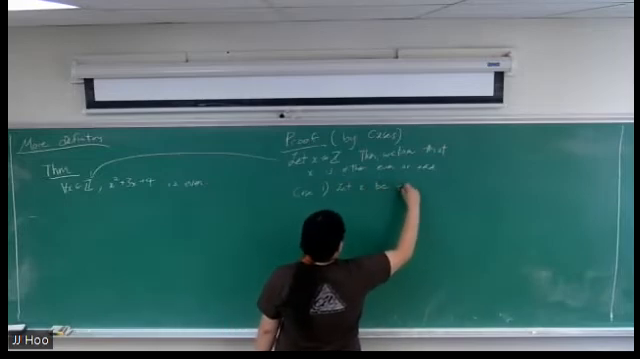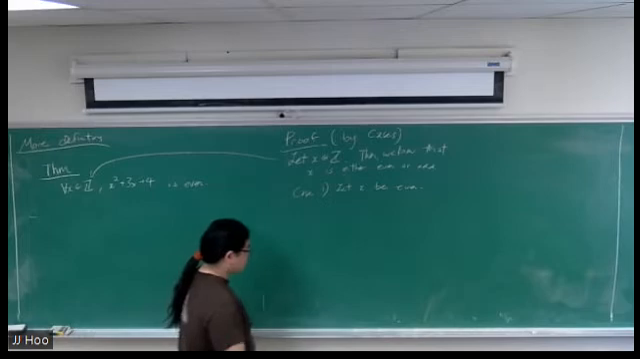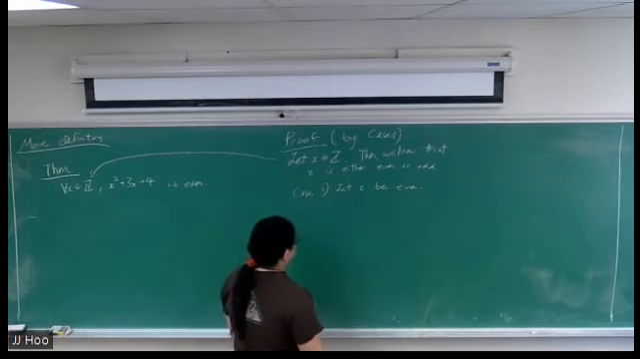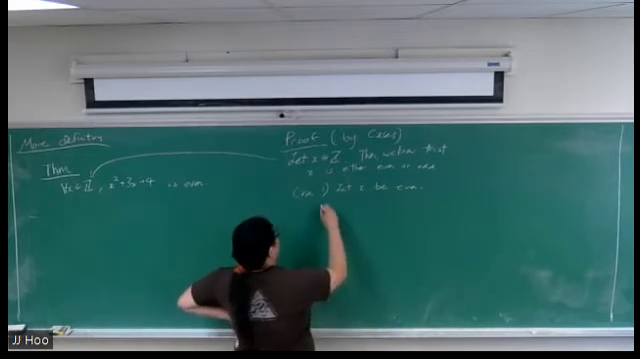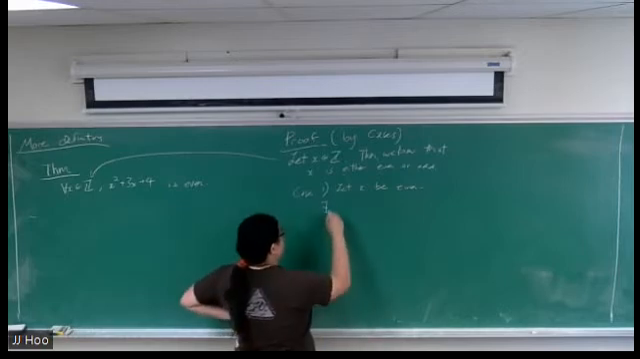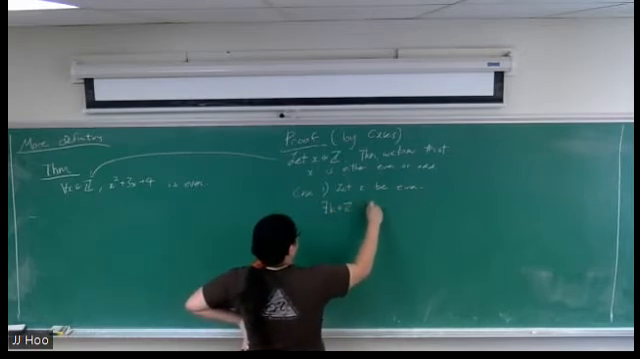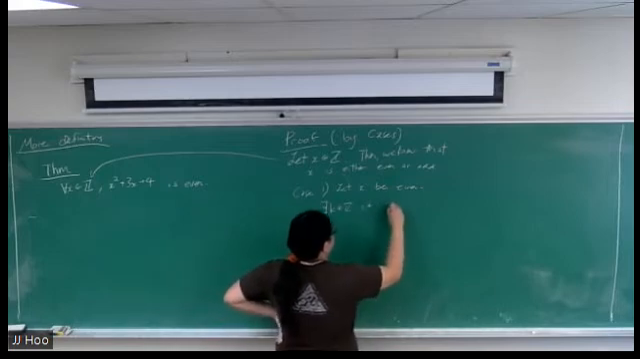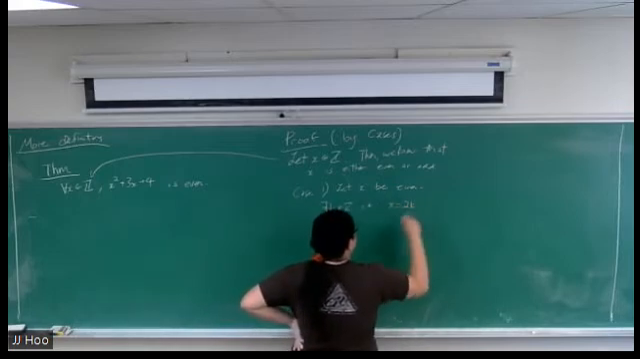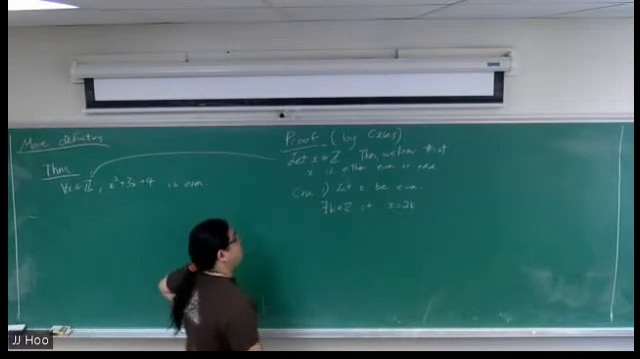Let x be even. So if x is even, what happens? We can have a definition: there exists k such that x equals 2k. Right? So then we'll go on in the standard way.